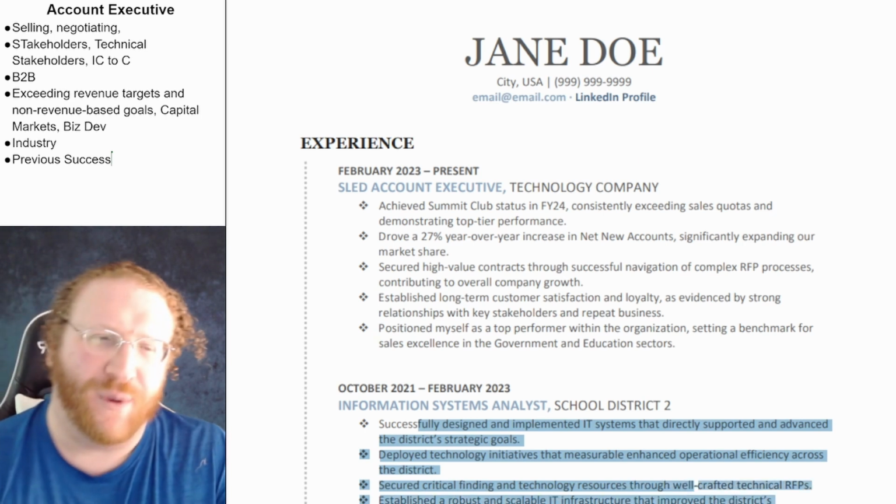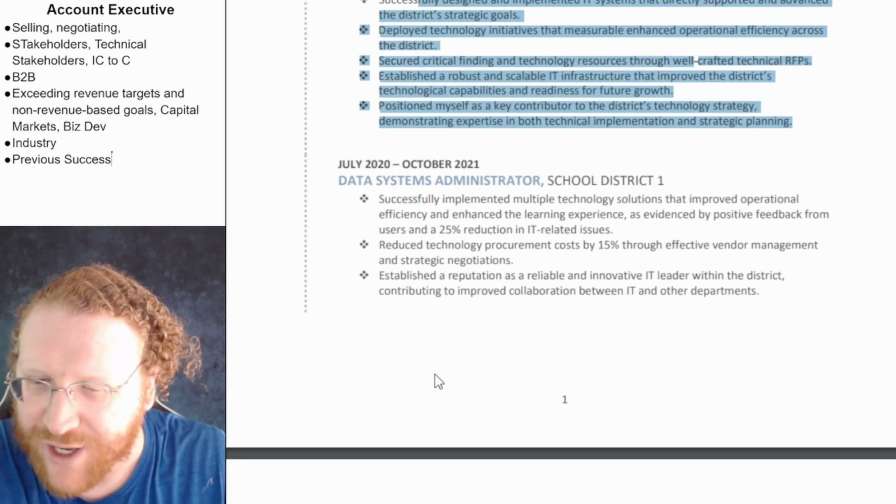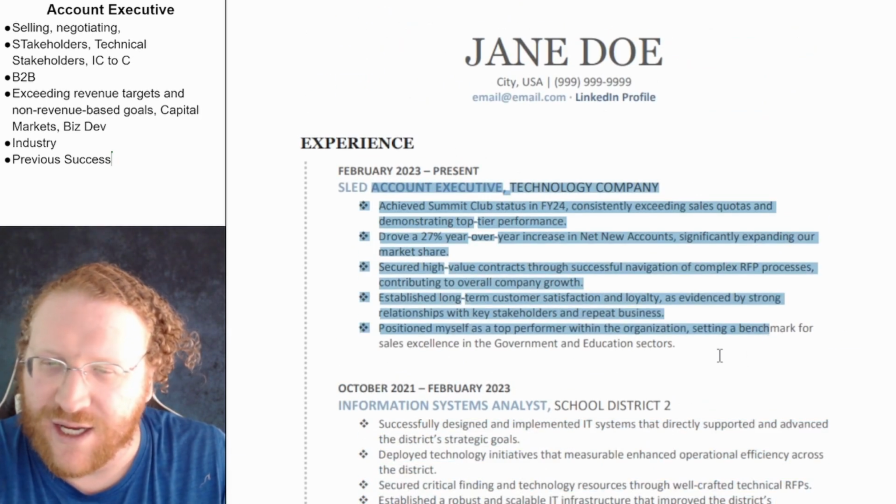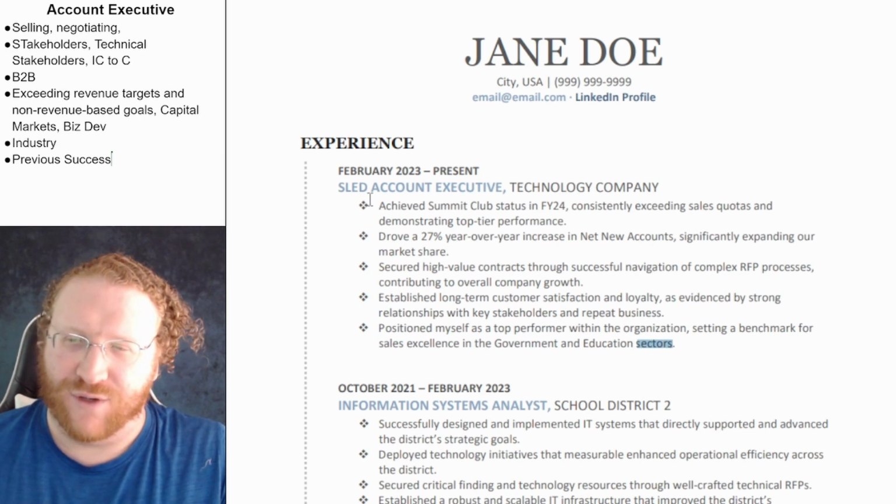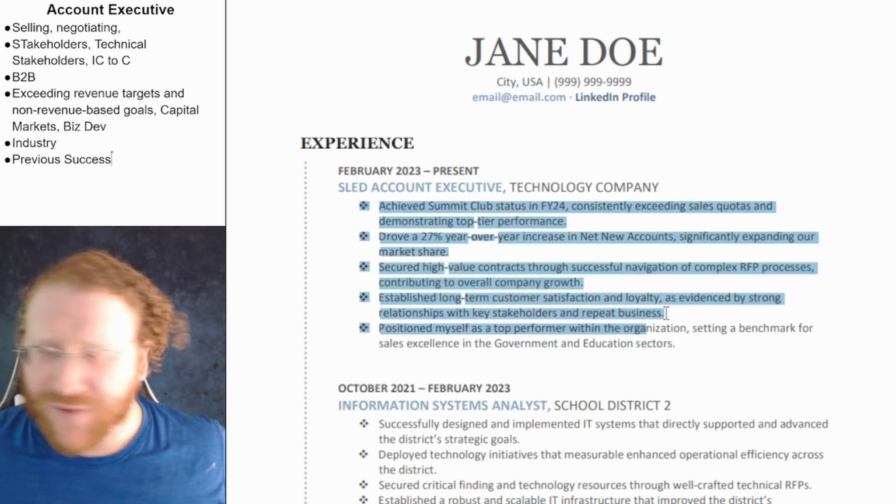This is okay if you're going to IT because it shows that you at least know IT, but ideally as an account executive, I need more. So the bulk of yours should be here. So could I move this forward?